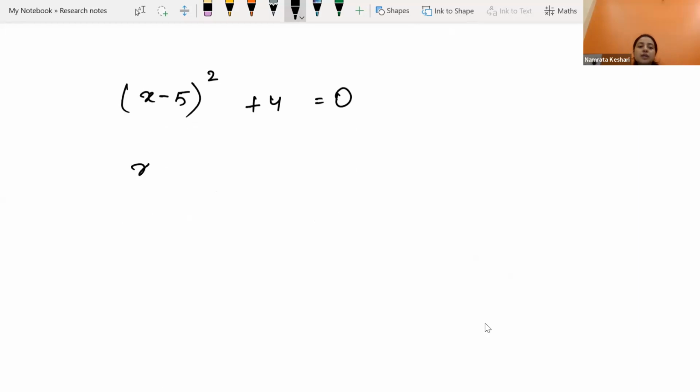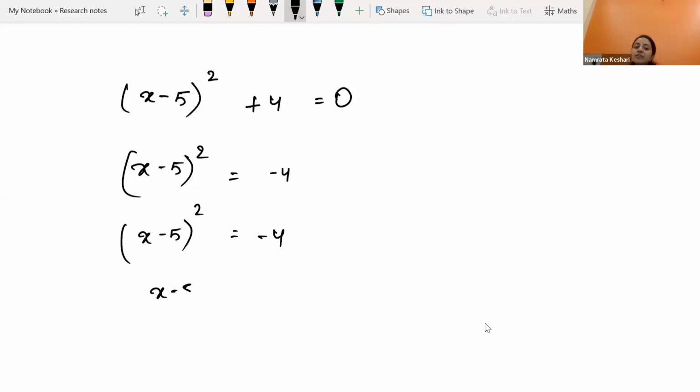So (x minus 5) whole square, 4 we can shift to another side. There are so many ways to solve it. We are just using one of the ways and we are trying to solve it. You can apply the formula (a minus b) whole square. However, I am showing you another way. You can shift this 4 to the other side. It will be minus 4 over here. (x minus 5) whole square is minus 4.